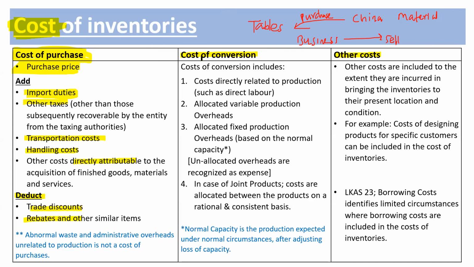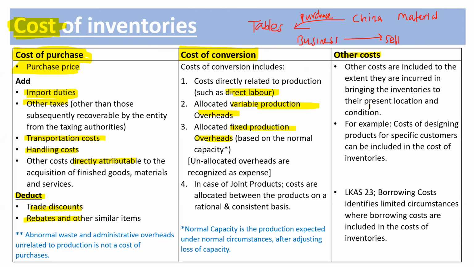Then you do the manufacturing. That is called cost of conversion. The wood is converted to table. There you will have direct labor, production overhead cost. It can be variable production, fixed production, any overhead cost that will be added. Right?